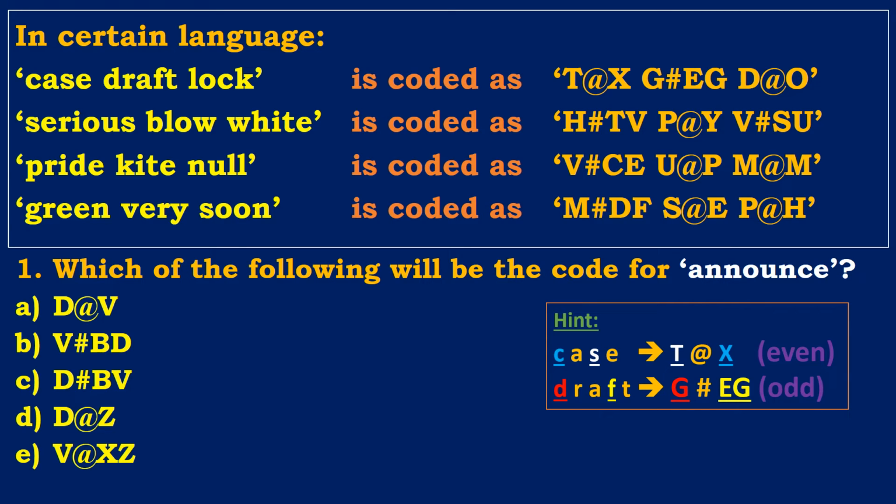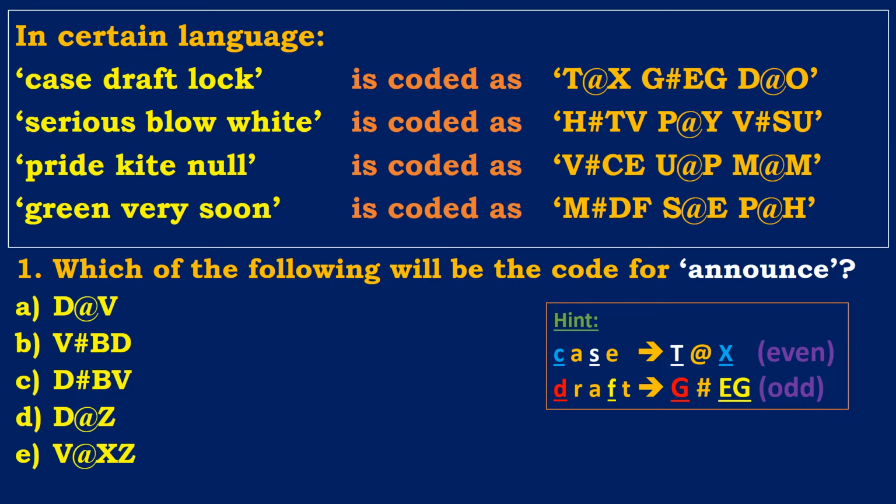Case 2. In letter symbol letter format, the last letter is coded as first letter plus 3, while the second last letter is coded as before letter and after letter. It is also noticed that the number of letters in the given word is odd.